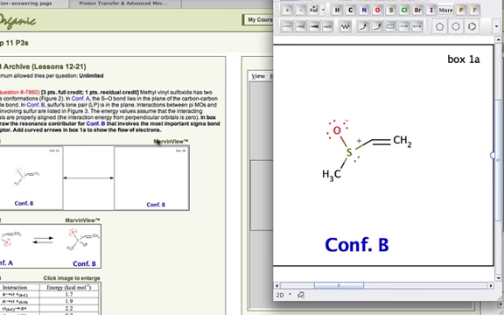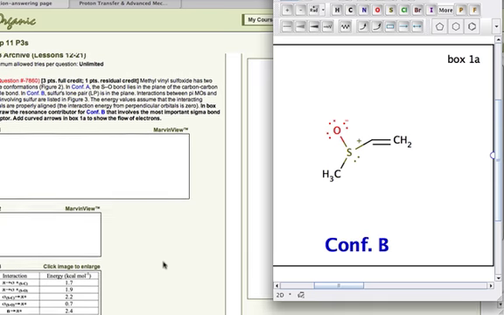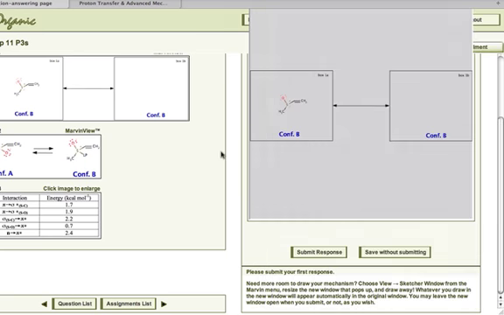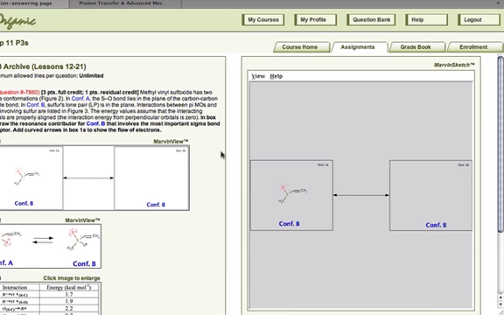The energy values that you see in table 3 or figure 3 are the stabilization afforded by a particular interaction. So, for instance, the pi bond delocalizing into the sigma star of the SC bond right here is worth 1.7 kilocalories per mole. Now the question asks us to draw the resonance contributor for conformation B that involves the most important sigma bond acceptor, and to draw curved arrows to show that.